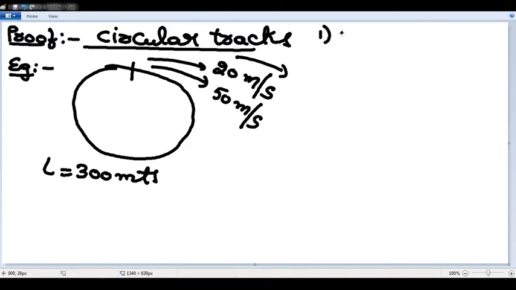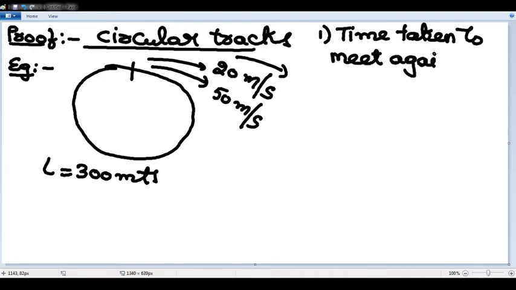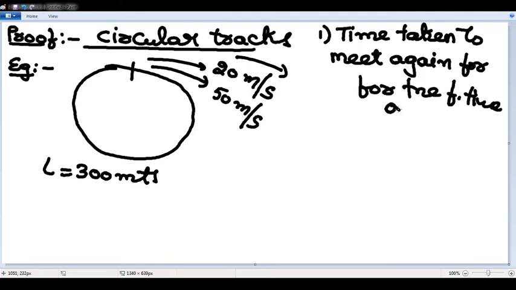First one, time taken. The second key point is very, very important. If you understand the second key point, you can solve any problems in clocks with hour hand, minute hand and seconds hand also. Time taken to meet again for the first time on the track.